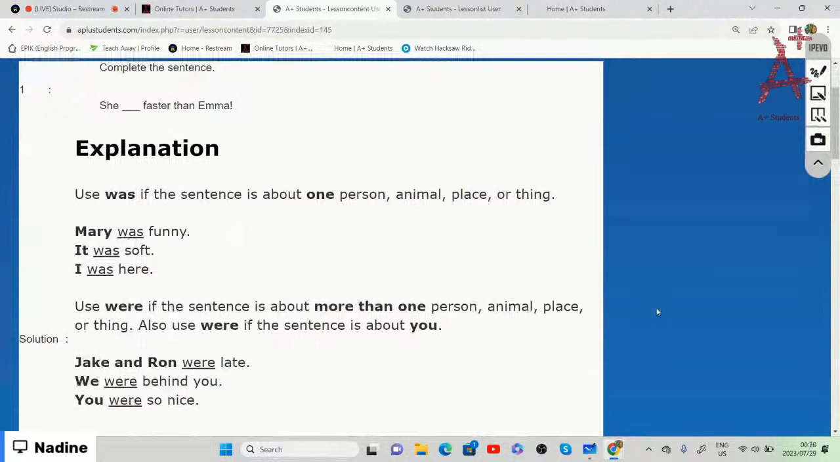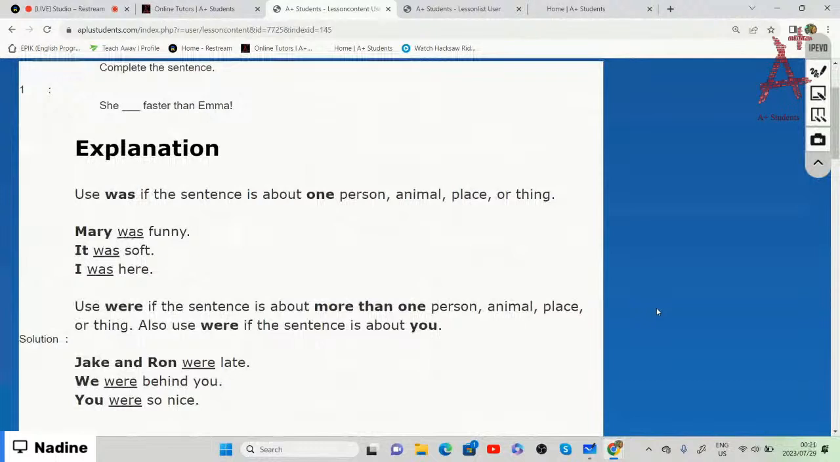Then we have were. We use were if the sentence is about more than one person, animal, place, or thing, right? For example, Jake and Ron were late, which refers to them. It refers to both of them, which means that it is more than one. So it's were. We were behind you, right? We can refer to more than one person, basically any amount, because it's we.